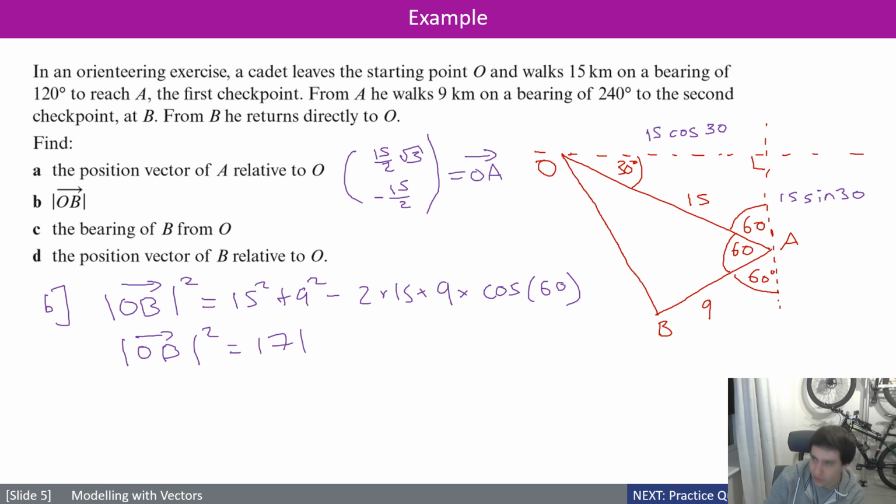Yeah, so then the magnitude of OB is root 171. Okay. Right, the bearing of B from O. So this is a good thing we drew the diagram, because this would be very hard to do without one. What's the bearing of B from O?